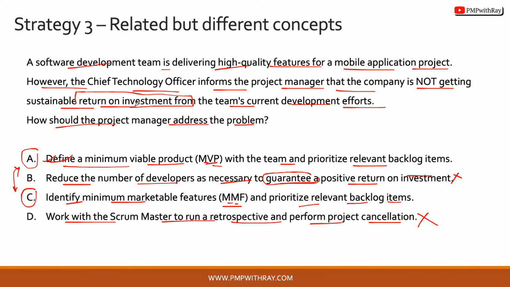So MMF, or minimum marketable feature, is not just about validating ideas, but it is about delivering something which the organization can potentially monetize. And that is why it is very clear now that the correct answer to this question is option C, and option A, in contrast, is an incorrect answer choice, because it is focusing on MVP and not on MMF.